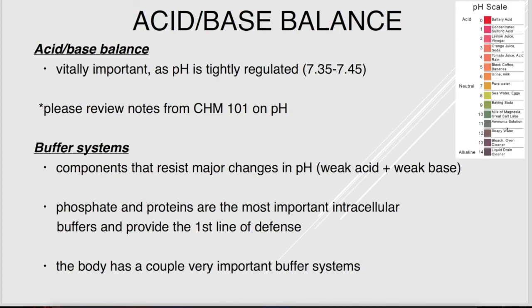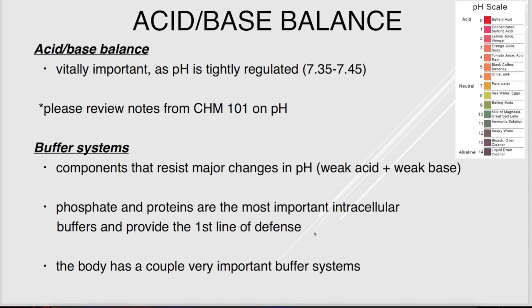Okay, then we talked about acid-base balance. We know acid-base balance is tightly regulated. pH stays between 7.35 and 7.45. And we're able to keep it there because of buffer systems. Buffer systems are just systems that resist changes in pH. They do that because they're typically a mixture of a weak acid and a weak base. I'll show that in a little bit, how that works and why that's important.